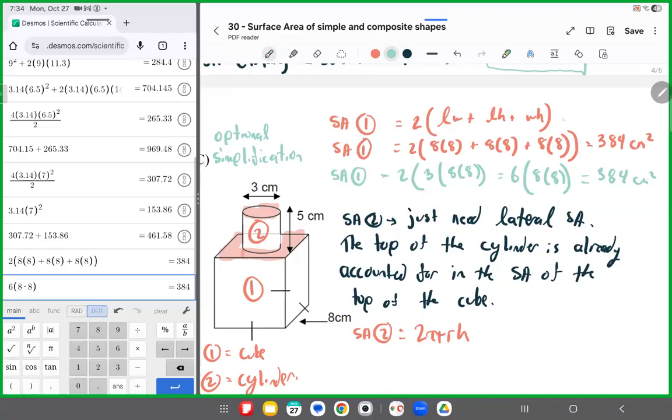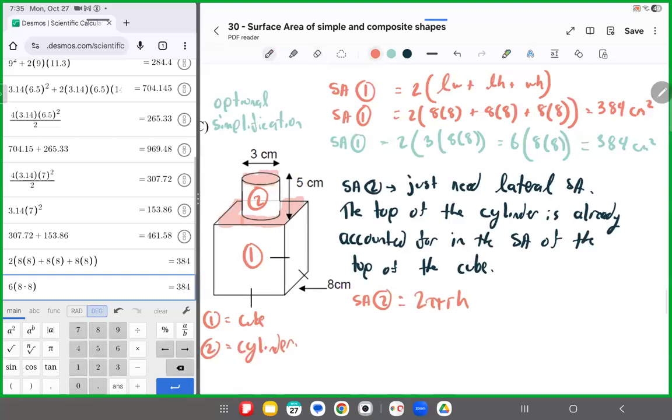Algebraically, you arrive at the same conclusion once you realize that essentially in this case, all the sides are the same length. So this would be 2 times L times L plus L times L plus L times L and so forth, which ends up being the same thing. Okay.